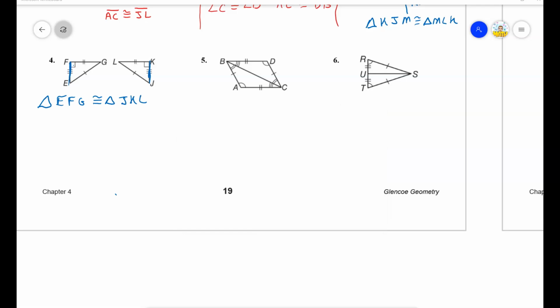Right, so when we have our triangle congruent statement, if we start off with that, E to F to G, I went 3 tick marks to 2 tick marks to 1, J to K to L. Now we could easily list all of our congruent parts. Angle E would be congruent to angle J. Go in the opposite order. Angle F would be congruent to angle K. And angle G is congruent to angle L.